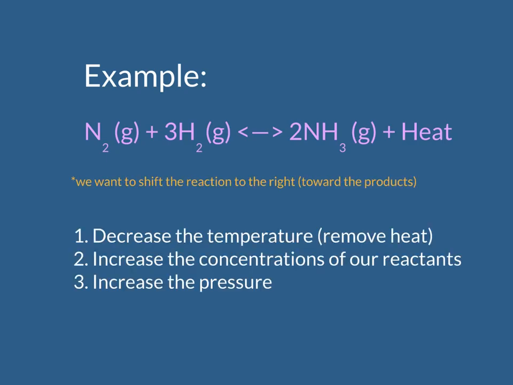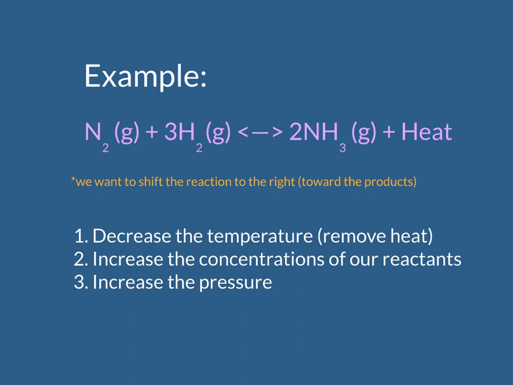So here you go. In order to shift the reaction to the right, which would create more NH3, we could decrease the temperature. So removing heat, remember, is going to shift the reaction towards what is being removed. We could increase the concentration of our reactants, because if we increase or add reactants or products, it's going to shift the reaction away from what is being added.